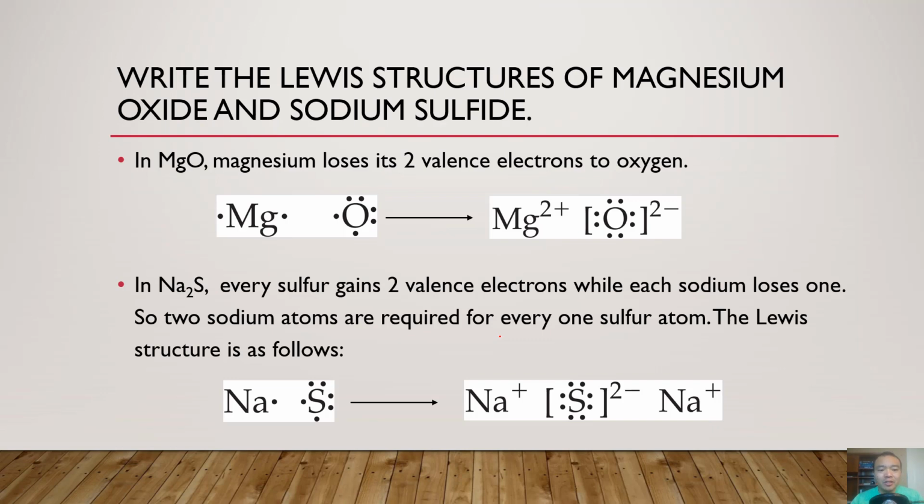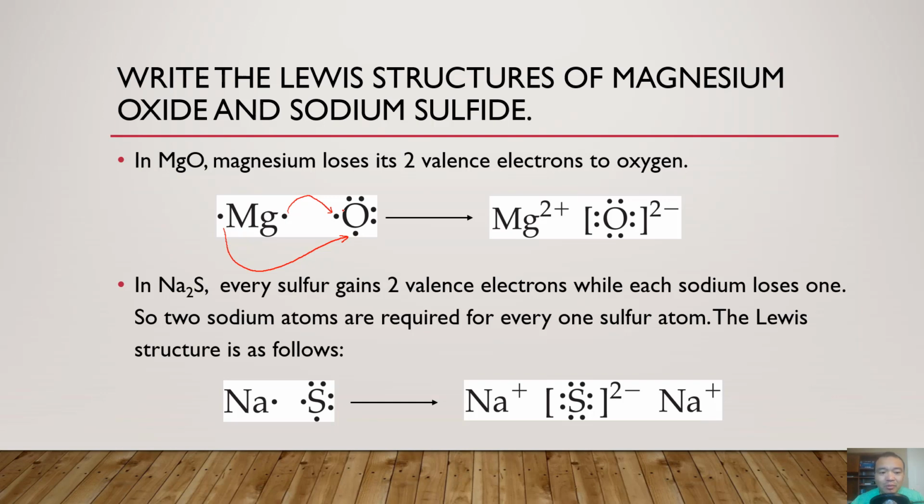Let's look at another example. In magnesium oxide, magnesium loses 2 valence electrons to oxygen. We can write it using arrows, 1 electron being lost and another electron being lost. After losing the 2 electrons, magnesium becomes the magnesium ion and oxygen becomes oxide. In this case, both atoms become ions and the octet is met.